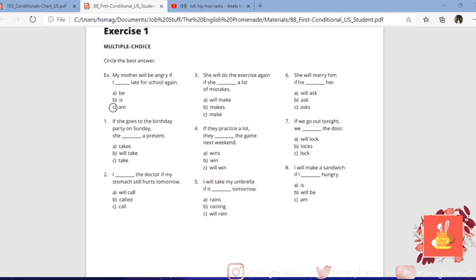Number two, the answer is A. I will call the doctor if my stomach still hurts tomorrow. Three is B. If she makes a lot of mistakes, she will do the exercises again. Four is C. If they practice a lot, they will win the game next weekend. Number five is A. I will take my umbrella if it rains tomorrow. Six is C. She will marry him if he asks her. Seven is A. If we go out tonight, we will lock the door. And eight is C. I will make a sandwich if I am hungry. Perfect.